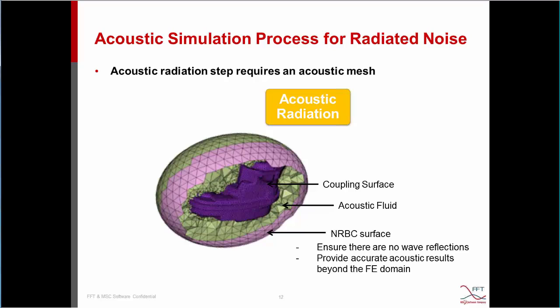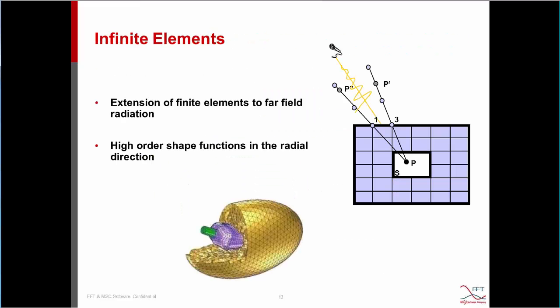So how can this non-reflective boundary condition be done in Actran? We have two technologies available. The first one is the infinite elements. Infinite elements are the extension of finite elements to far-field radiation. Based on the nodes that are on this non-reflective boundary condition surface, high-order shape functions in the radial direction are used to ensure that there is no reflection and to compute the acoustic pressure far from the source.